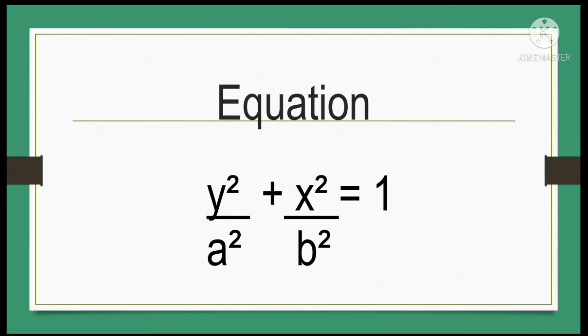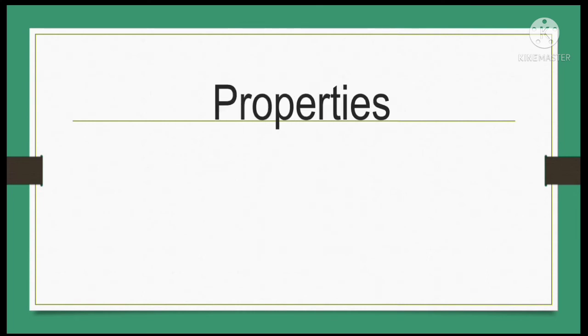The second equation is y squared over a squared plus x squared over b squared equals 1. As you observe, y squared and x squared are just interchanged in position from the first equation. So the orientation of this equation is that the major axis is along the y-axis.